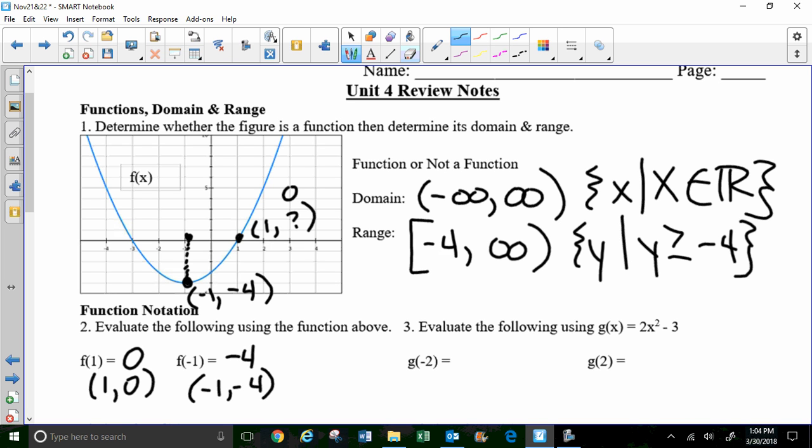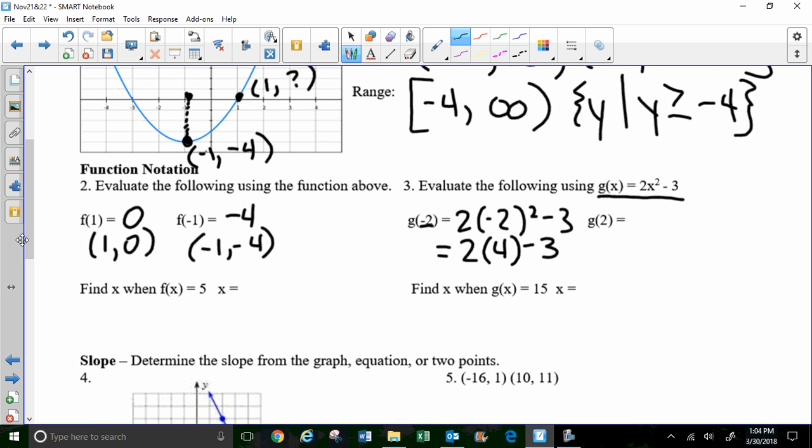Next, we're going to evaluate function notation from an equation. So I'm going to replace x with -2: 2 times (-2) squared minus 3. First, do your parentheses and exponent, so that's +4. -2 squared is always +4. And then 2 times 4 is 8. 8 minus 3 is going to be 5. So you could write the ordered pair (-2, 5) as your answer.